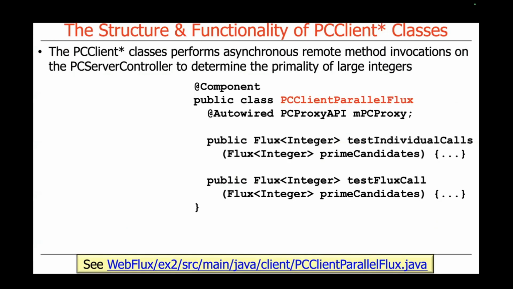We have a class called the PCClient class, and there are two of them. We have one for parallel fluxes and another for the concurrent approaches. We do this so we can do different implementations on the client side. These classes perform asynchronous remote method invocations on the controller to determine the primality of large integers. So let's take a look and see how this works.